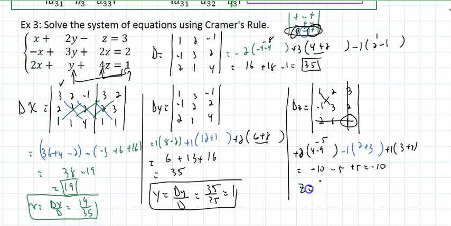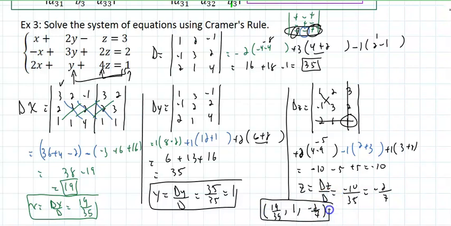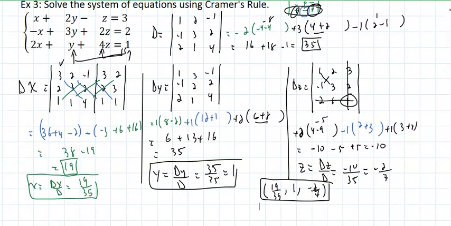So z is d sub z divided by d, that is negative 10 divided by 35, or simply negative 2 over 7. So the solution to the system, assuming I didn't make a mistake, is 19 over 35, 1, and negative 2 over 7. I might have made a mistake, but again, it's the process that counts. And that's pretty much it. That's what this section is all about.